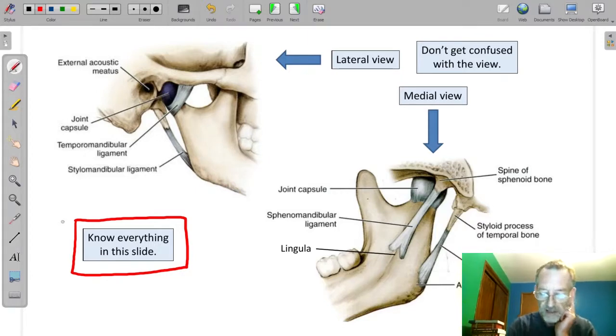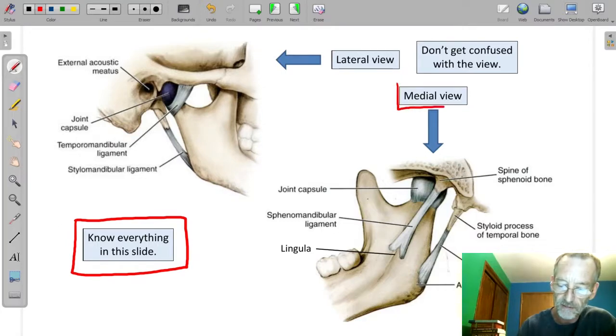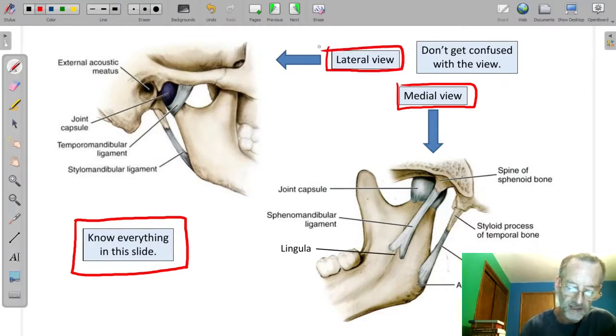What you need to pay attention to, and where students kind of get wrapped around the axles if they're not paying attention, is in the view. So here's a medial view and a lateral view. If you're not paying attention, you get these two confused. One's looking from the outside, if you will, laterally, and the other is from sort of a medial view. So let's do the lateral view first.